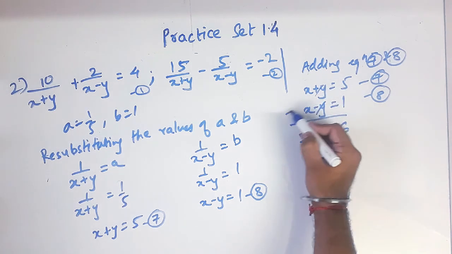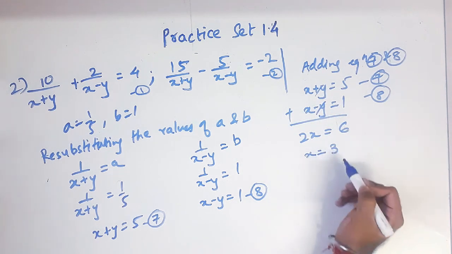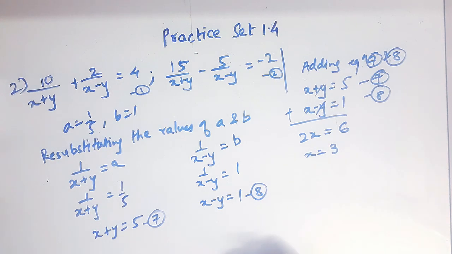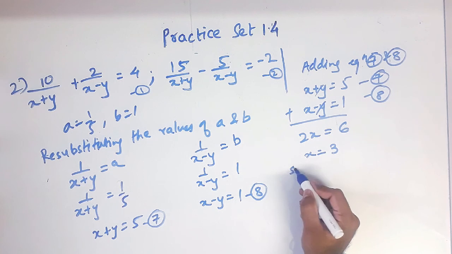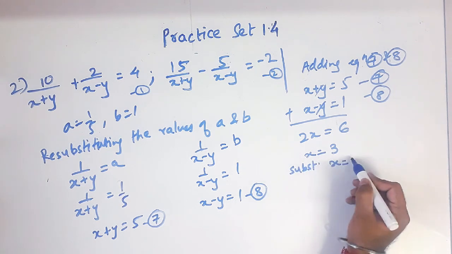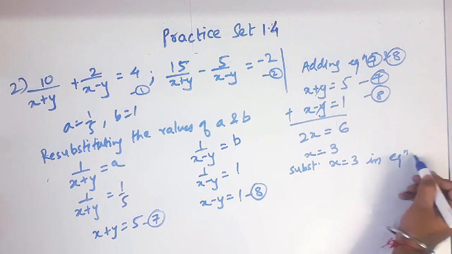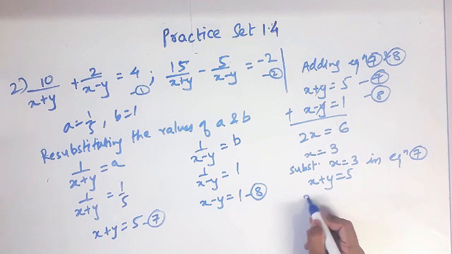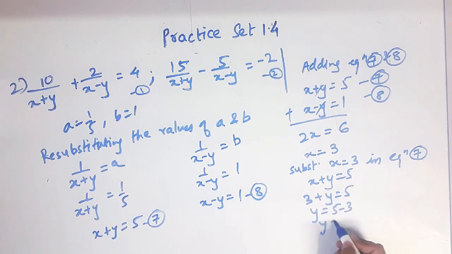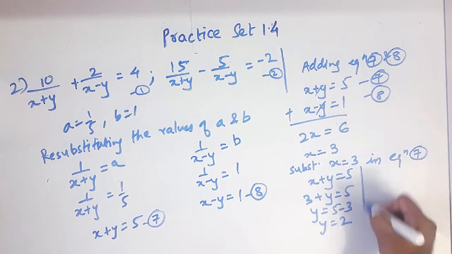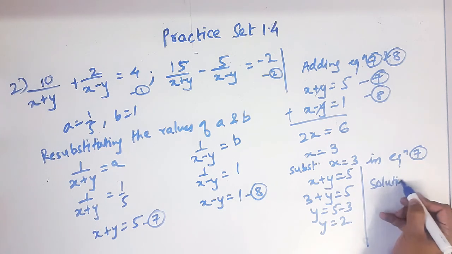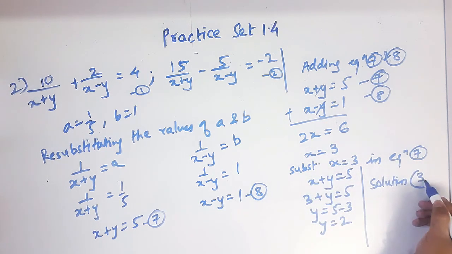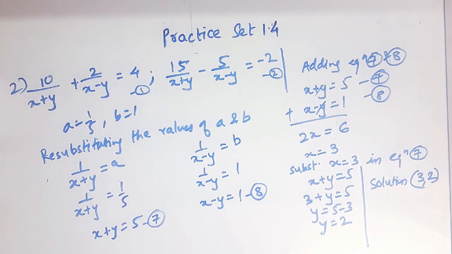Okay. Now what is the value of x? x will be 6 upon 2, x will be 3. So substituting x equals 3 in equation 7, I'll take. Okay, so x plus y equals 5, 3 plus y equals 5, y is equal to 5 minus 3, that is 2. So I'll write, I got the solution. What is the solution? First I'll write x is 3, comma, y is 2. Okay, now next one, sum number 3.